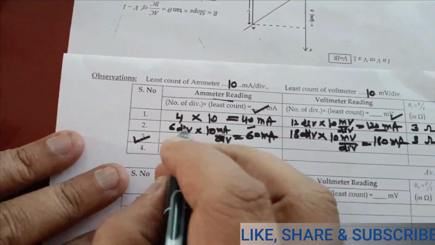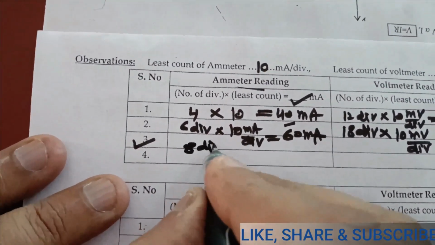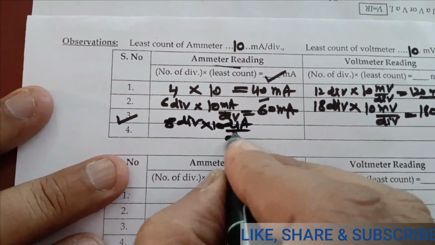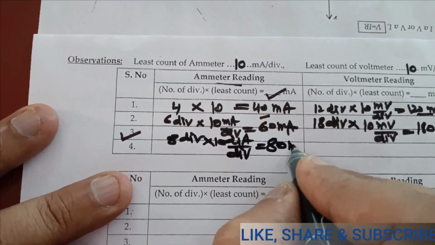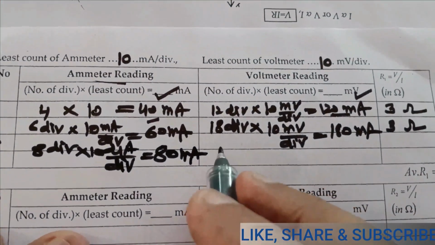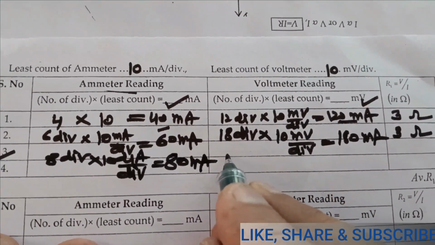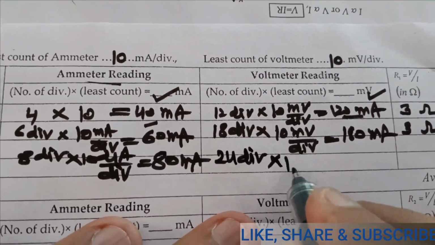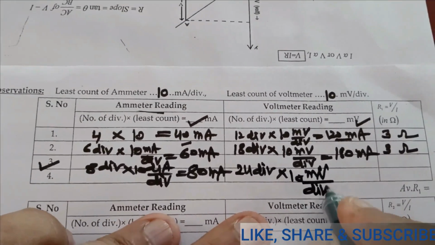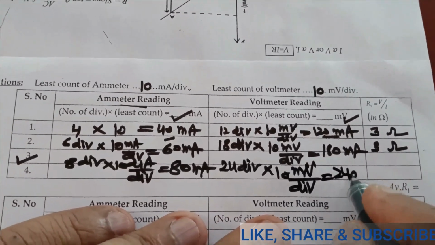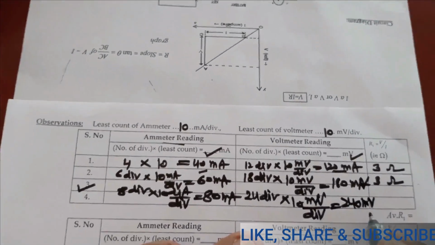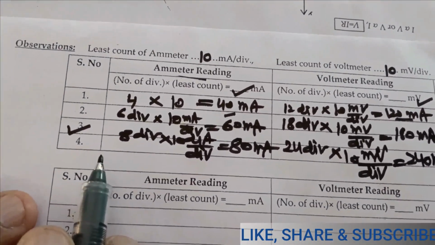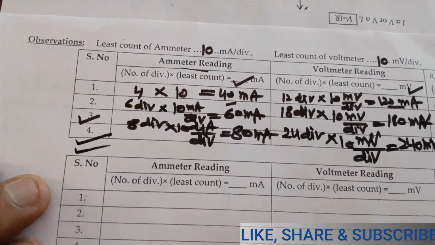So this is 8 divisions multiplied by 10 milliampere per division, and this is equal to how much? 80 milliamperes. And over here, this is 24 divisions multiplied by 10 millivolt per division, and this is equal to how much? This is 240 millivolt. So further, as you divide, this is equal to how much? 3 ohm. Similarly, you can record the fourth and the fifth reading as well.